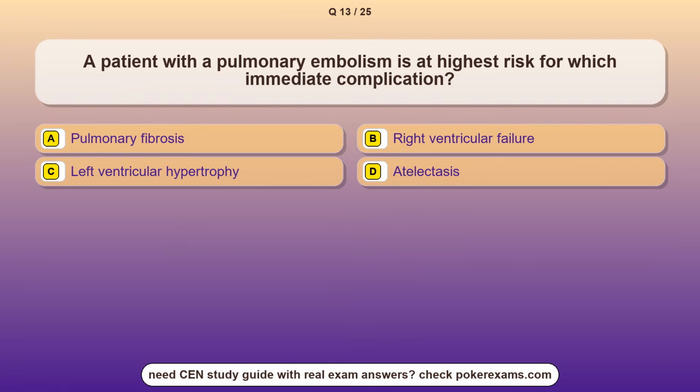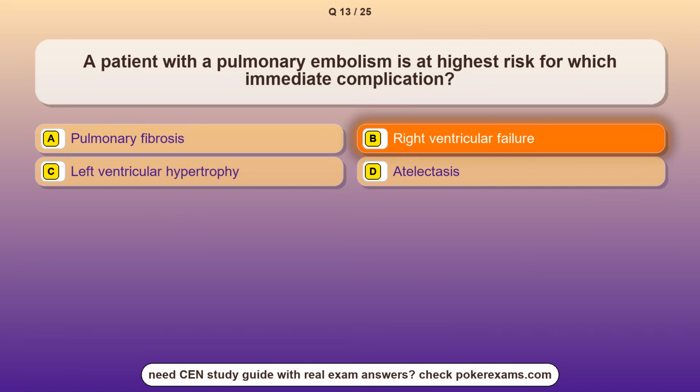Question 13. A patient with a pulmonary embolism is at highest risk for which immediate complication? Option A, pulmonary fibrosis. Option B, right ventricular failure. Option C, left ventricular hypertrophy. Option D, atelectasis.